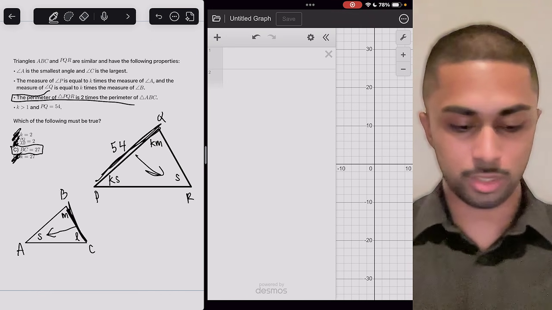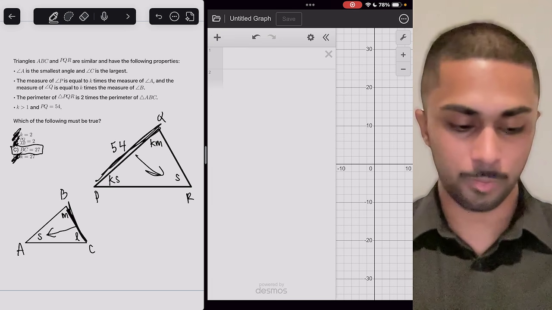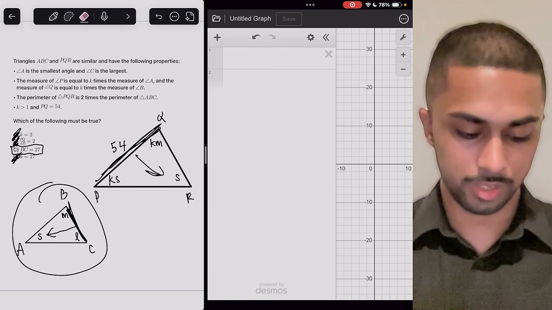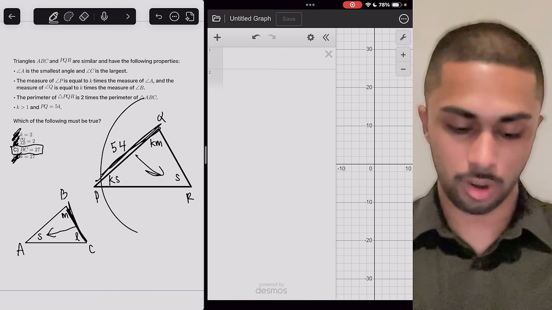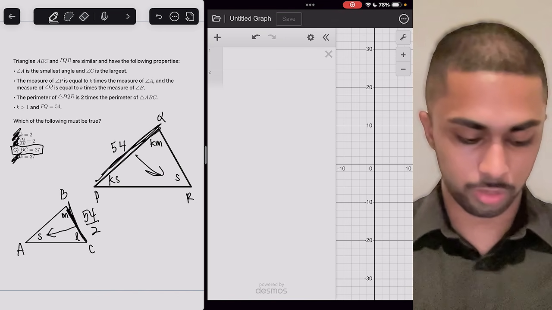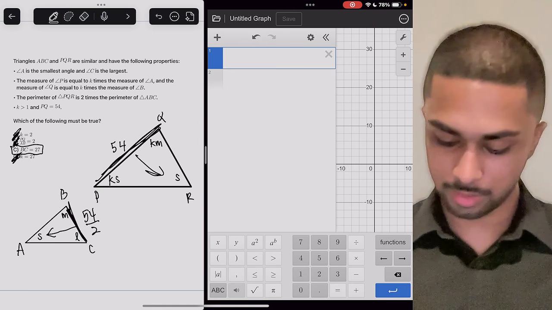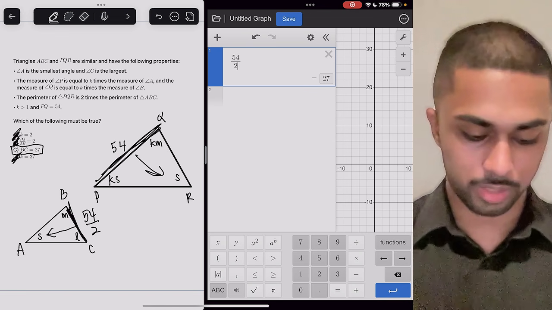And how do we know that it's 2 times less? Because the perimeter of PQR, this bigger triangle, is 2 times the perimeter of this, meaning each of the sides are going to be 2 times as big on this bigger triangle. So this proportional side is going to be 2 times less. 54 divided by 2. BC has to equal 27.